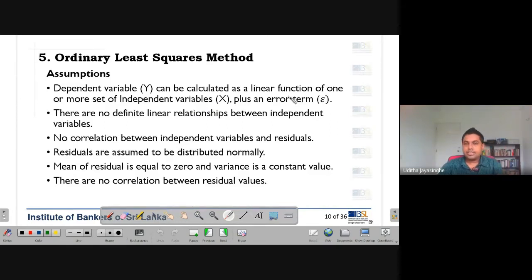Y is equal to alpha plus beta x plus error. So this idea, a linear function of one or more variables plus an error term, is going to be the very first assumption. The linear could be curvilinear, exponential, or logarithmic. There are many methods, but under OLS we are assuming that the relationship of y and x is going to be linear. The word linear is the highlight here.